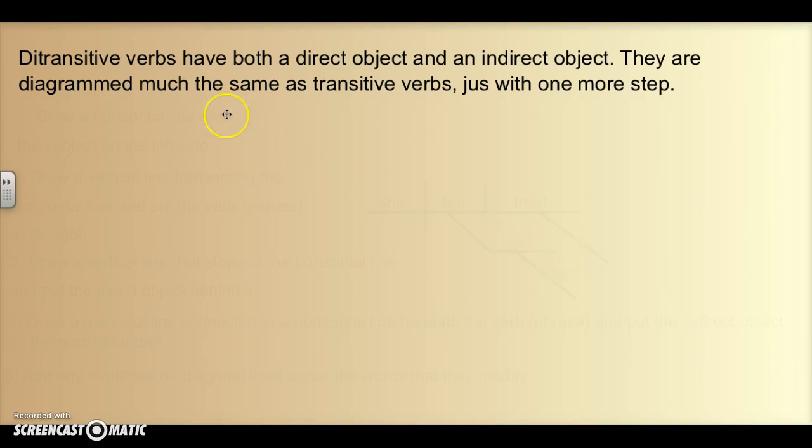Ditransitive verbs, as I mentioned earlier, have both a direct object and an indirect object. The indirect object is to or for whom or to or for what the direct object is going. So the action is being done to this and basically bouncing it to the indirect object. They're diagrammed pretty much the same as transitive verbs with just one more step. There should be a T at the end of that, my apologies.